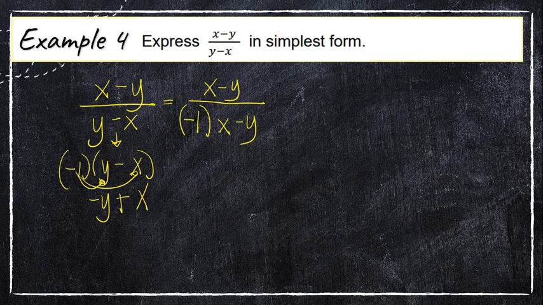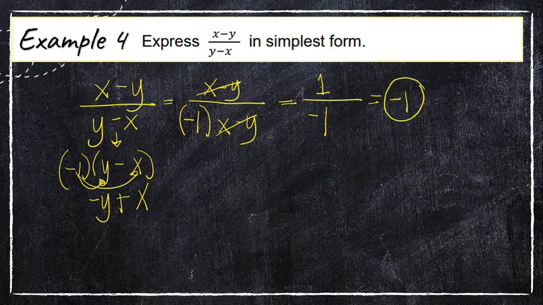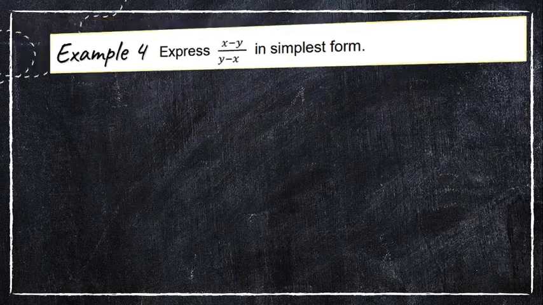Now we have similar factors or common factors. We can now cancel x minus y. Again, since there is nothing left in the numerator, that is 1 over -1. Positive 1 divided by -1 is -1. This is the simplest form of x minus y over y minus x.